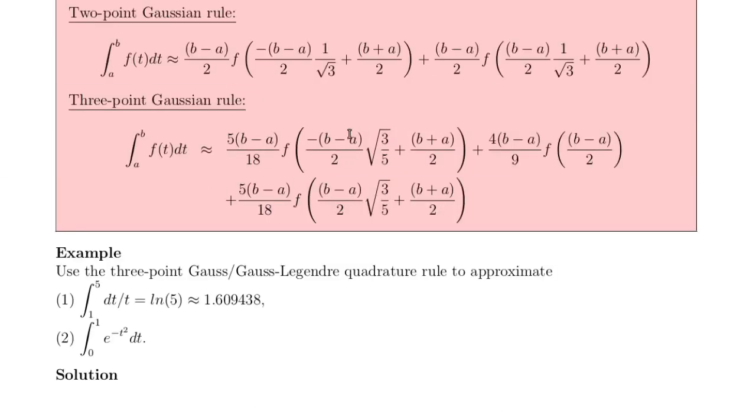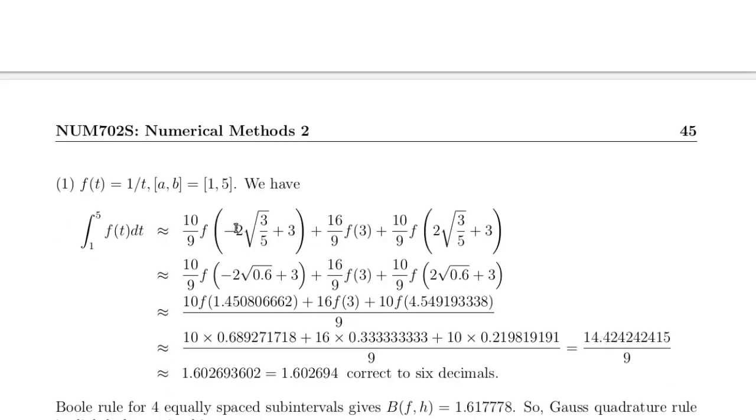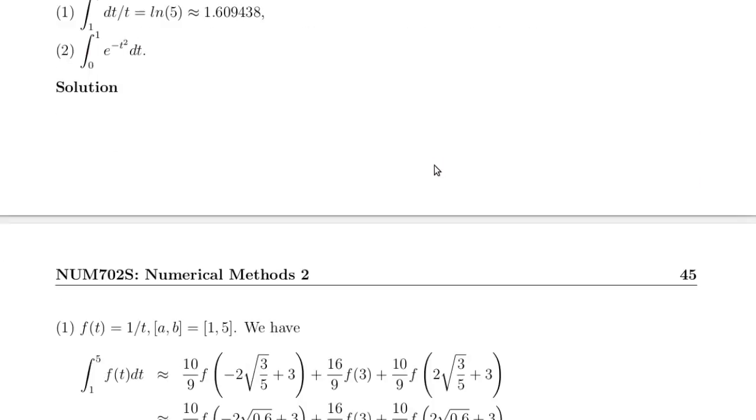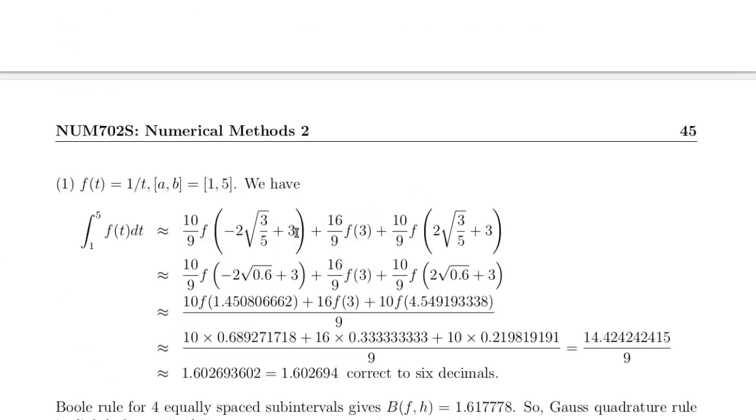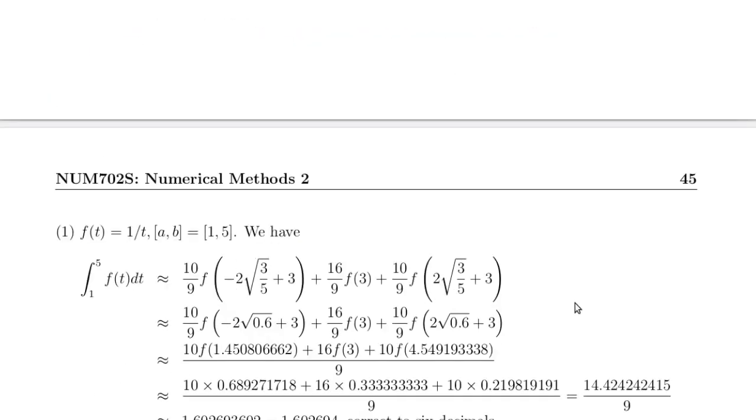Okay, similarly here, negative b minus a, we saw that b minus a is 4, right? Negative 4 by 2, negative 2. Negative 2 times square root of 3 by 5, that's the negative 2 you have here. And the remaining expression here, b plus a by 2, that will be 6 by 2, 3, which is the term you have here. So similarly, you can substitute in a like manner. This is what you will get.